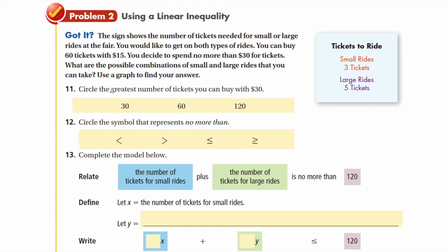So part 1, we're going to circle the greatest number of tickets you can buy with $30. Well, what would be that case? So if small rides are 3 tickets and large rides are 5 tickets, how many tickets can we buy with $30? Well, if you buy 60 tickets for $15, that would mean we can double that amount of tickets for the $30. So the total would be 60 times 2, which is going to be 120. And can you circle the symbol that represents no more than?